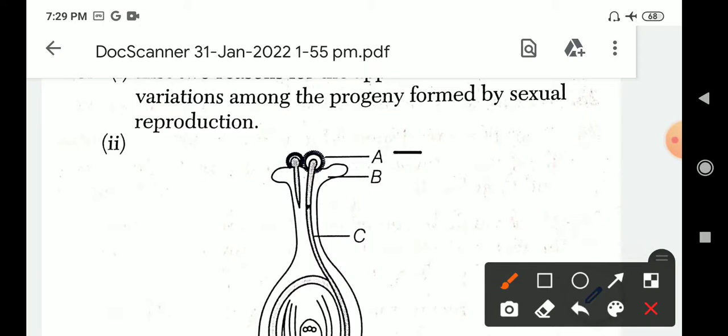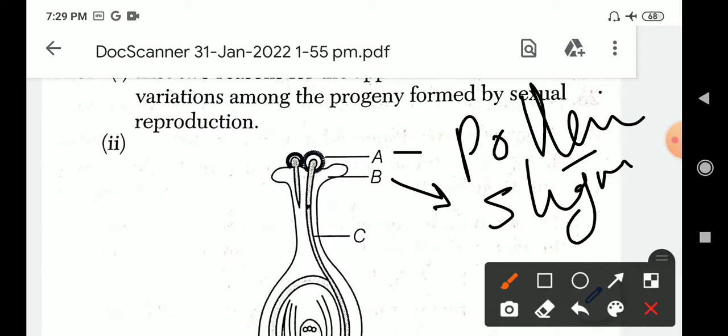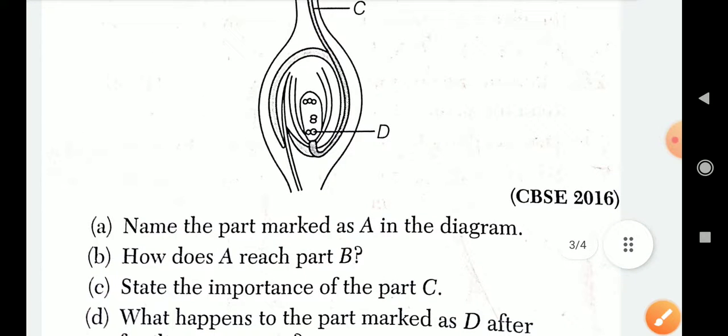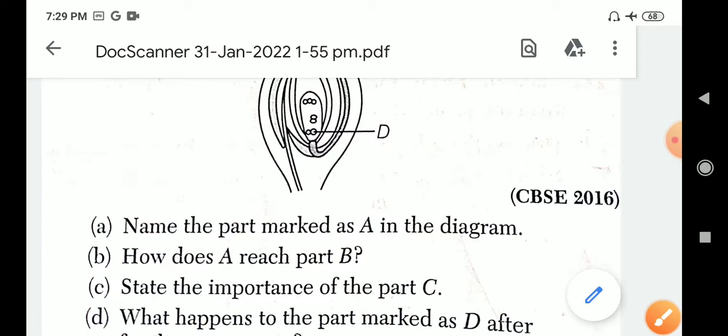A is pollen grain, right? And this one, B portion, is stigma, right? And C is representing this portion. So this is pollen tube, right? And the next part we all know about. This is a female egg, female germ cell, or we can say germ cell or egg, right?